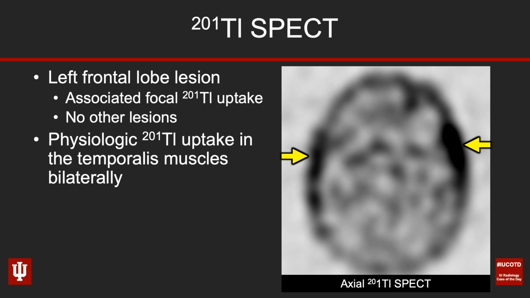Thallium gets taken up by skeletal muscle. Maybe this patient was chewing, they have bruxism, perhaps that's why it's so increased, but this corresponds with their temporalis muscles. So this is physiologic uptake in the muscles.